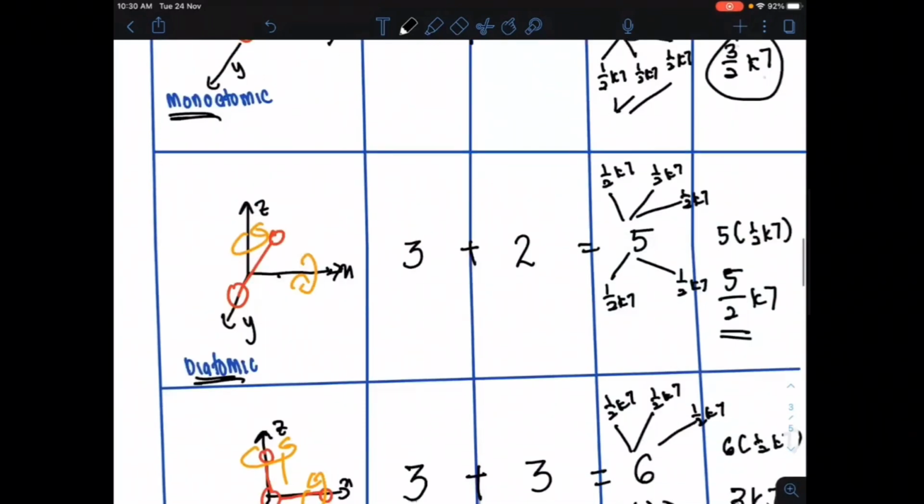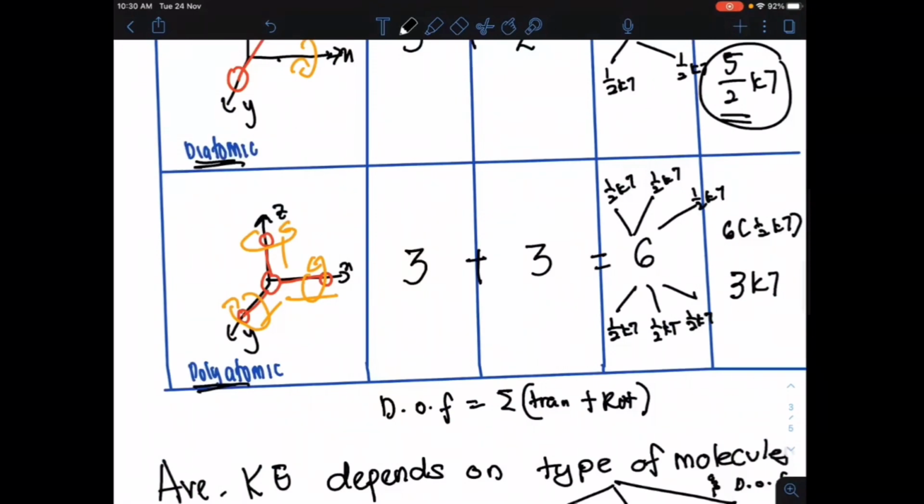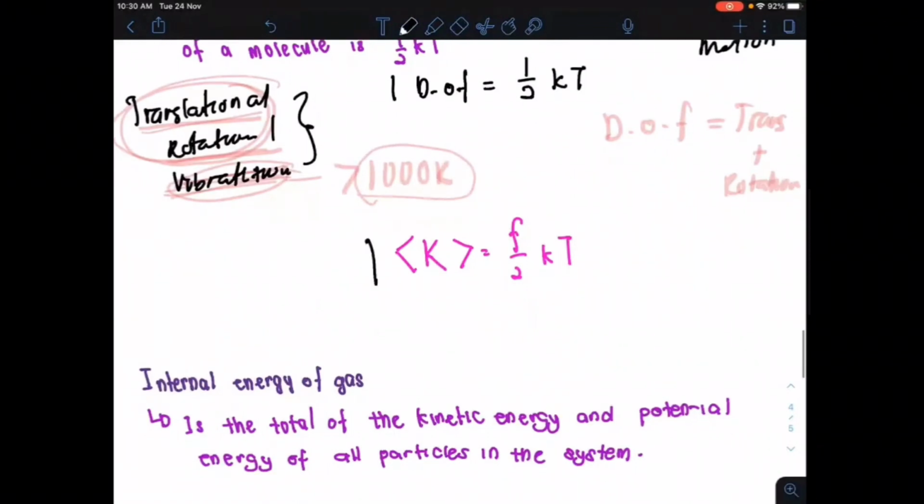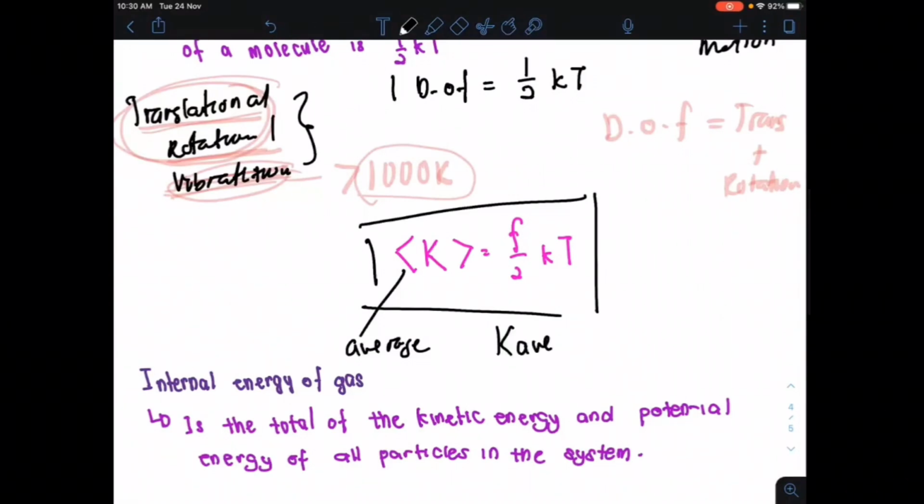Bila degree of freedom 5, kita dapat 5/2 kT. Bila degree of freedom 6, kita dapat 6/2 kT. So, the average kinetic energy is equals to F/2 kT. Ini equation untuk average kinetic energy. Ini adalah simbol untuk average. Awak boleh tulis dia sebagai ini ataupun guna simbol. Dua-dua diterima. Itu F/2 kT. Faham ke?